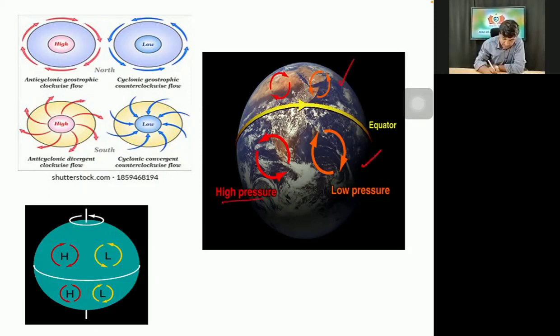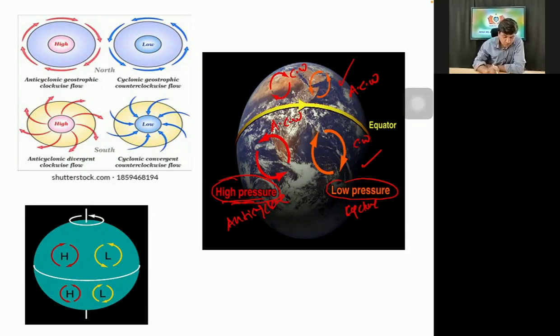And high pressure means anticyclone, and low pressure area means cyclone, because cyclones will originate at low pressure areas, and anticyclones will originate at high pressure areas. And you know that in the northern hemisphere, the direction of a cyclone is anti-clockwise, and in the southern hemisphere it is clockwise, and the direction of an anticyclone in the northern hemisphere is clockwise, and in the southern hemisphere it is anti-clockwise. So these points we have already discussed.